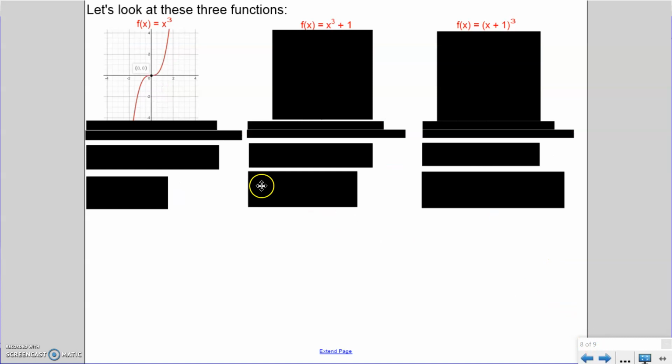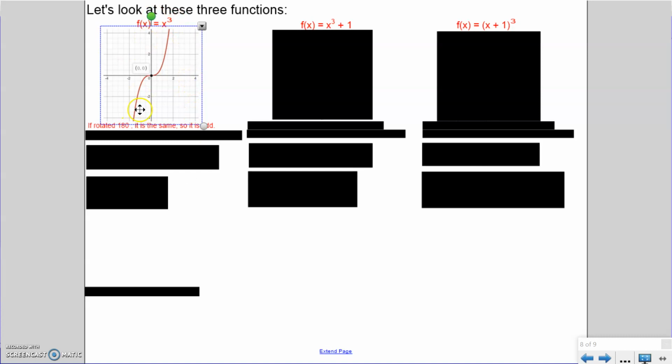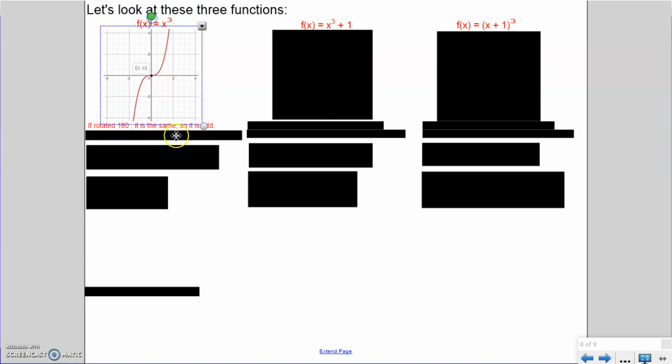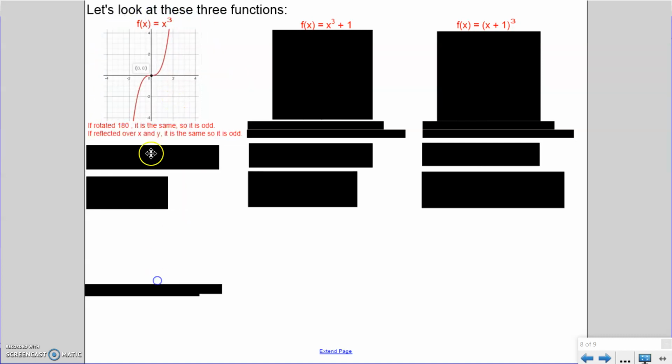Alright, let's take a look at some odd ones. Here's f of x equals x cubed. It's a simple polynomial. It should be odd. But let's look. If I rotate 180 degrees, it is the same. So notice, it goes down, up, and it goes through 0, 0. If I flip this, it's still down, up, because it's 0. Exact same graph.